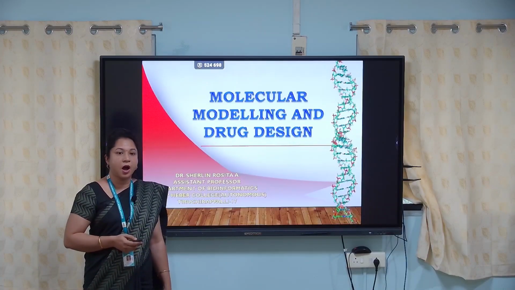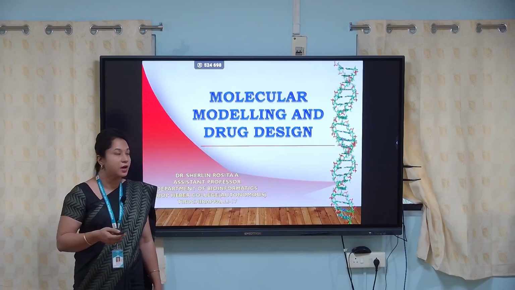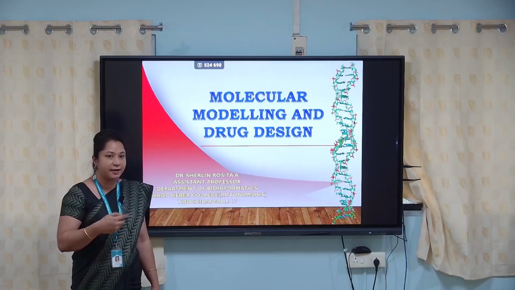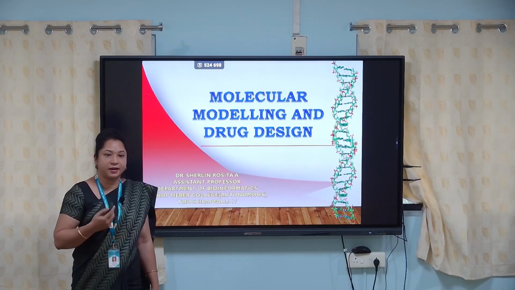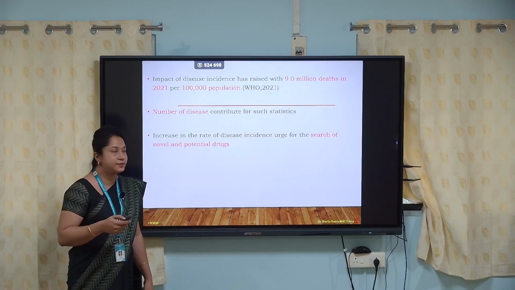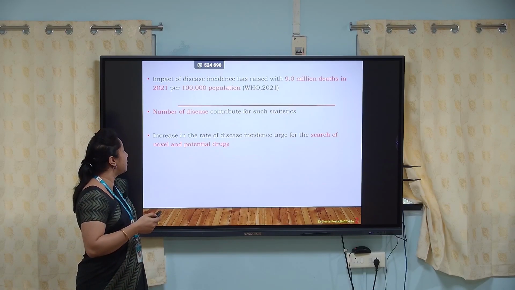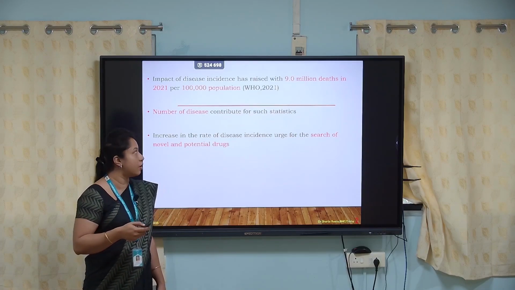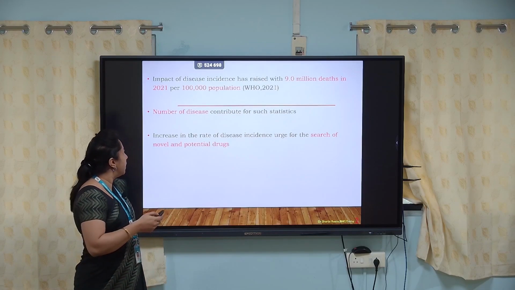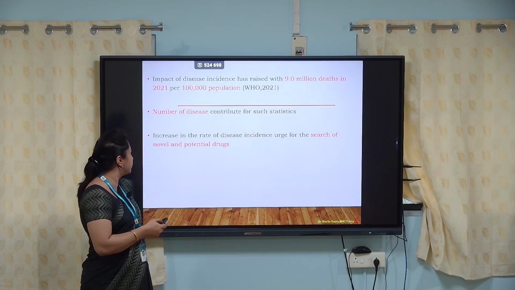Today we will explore how molecular modeling tools help in designing a drug through various computational drug designing tools, in combating the rare and unexpected diseases in today's world. The impact of disease rose, with 9 million deaths in 2021 as per the World Health Organization, out of 100 billion population. So the number of diseases continues to rise in each of the statistics.